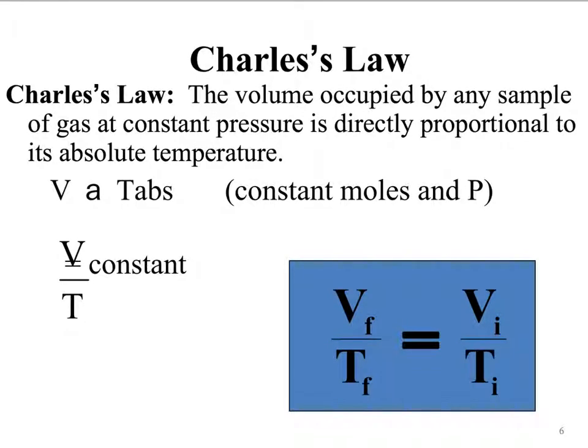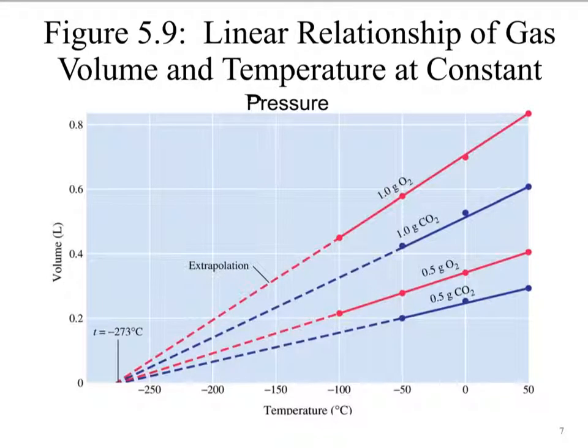Charles's law relates volume and temperature. These are directly proportional. Since they are directly proportional, we can develop Charles's law as Vf over Tf equals Vi over Ti. You can also replace the f's and i's with 1's and 2's. When graphing a direct proportion such as volume and temperature at constant pressure, we can see a nice straight line for each one of these graphs.